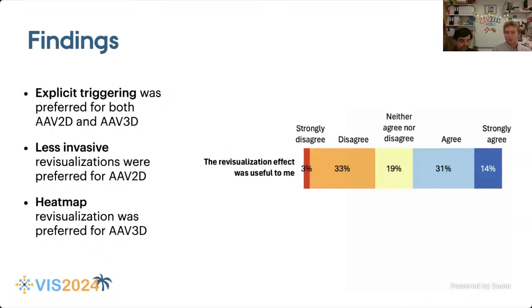Participants provided us with qualitative feedback through a questionnaire and a short semi-structured interview. The results showed mixed but insightful feedback. The explicit triggering was generally preferred by participants as it gave them more control over when this revisualization would show up, while the implicit triggers were generally reported as distracting or confusing with a few positive remarks.